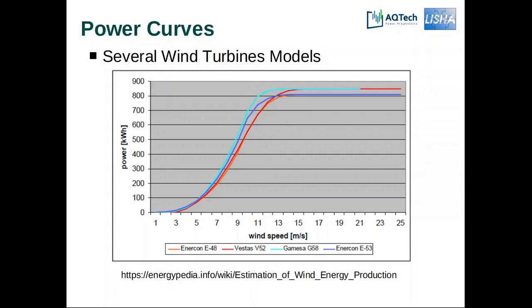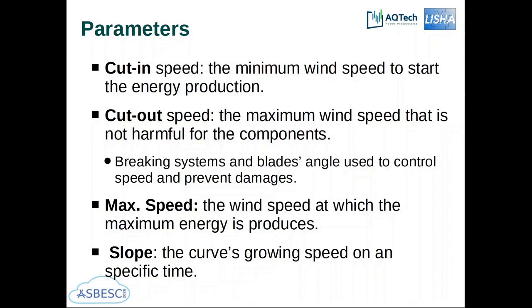The height, the inclination, and the start and end points of the curve are specific to each model of wind turbine. The parameters that define a power curve function are the cut-in and the cut-out speeds that define the minimum and maximum wind speed under which power is generated. Wind speeds over the cut-out make the system stop to prevent damages.